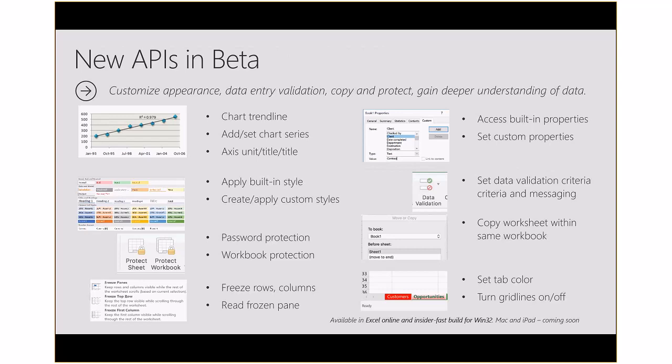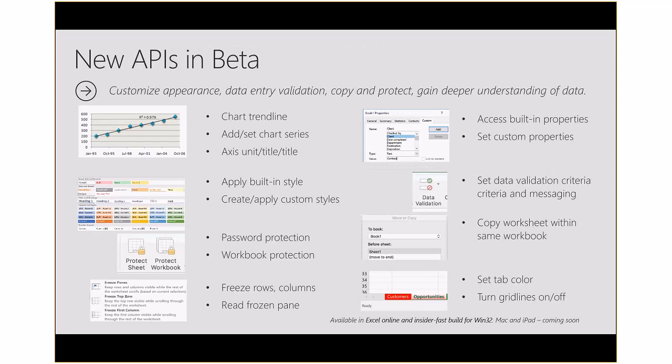We've had protection before, but we didn't have the option to do password-based protection, so we're introducing that, and also the workbook protection. To extend more on the customizing of the appearance part, we are adding the freezing of rows and columns, and you can also read the frozen pane properties. And then on the right-hand side, the access to built-in properties and setting the custom properties.